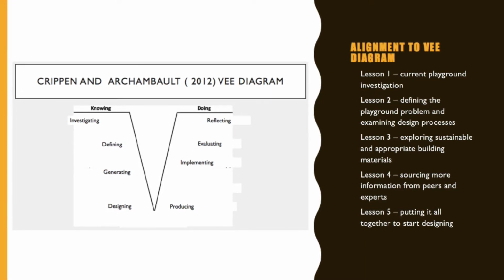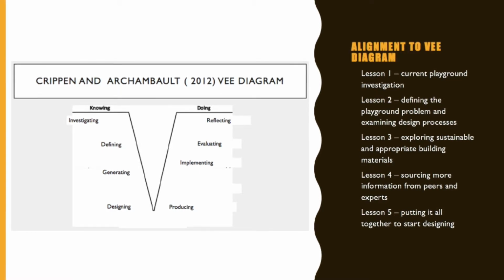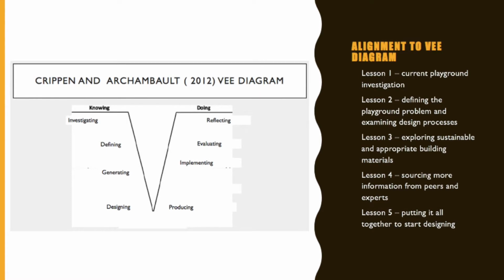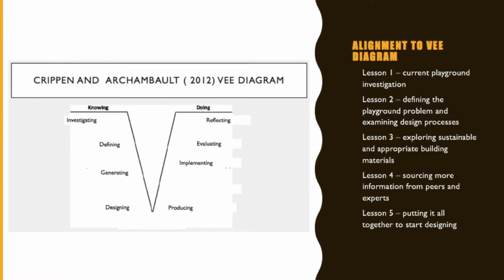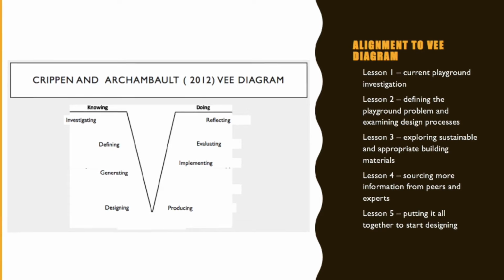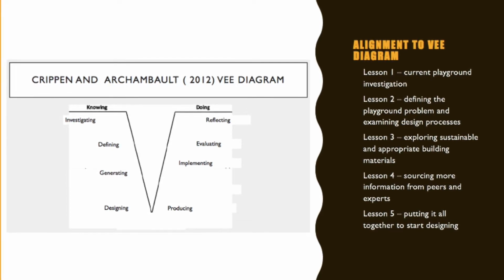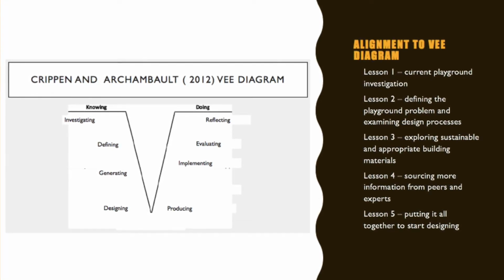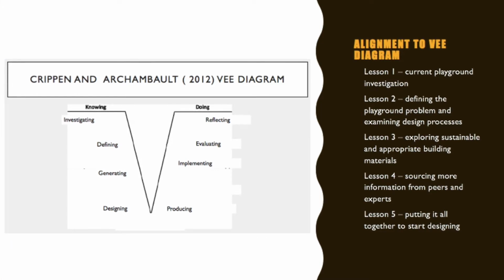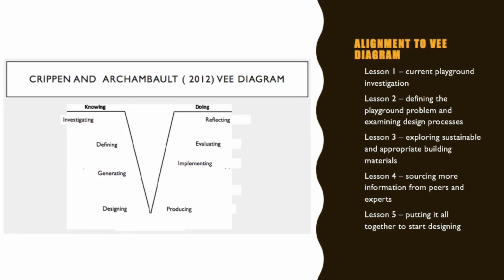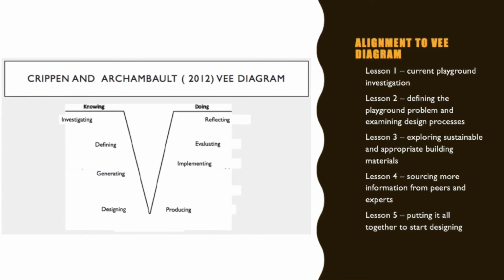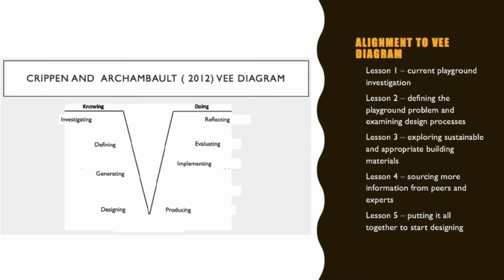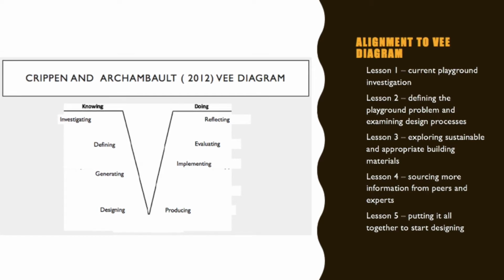Generating is the next process. So this is held over 2 lessons. So lesson 3, we explore sustainable materials and how this can be used in our playgrounds and why it's important, what's appropriate, what's unrealistic, things like that. And then we also look at it in lesson 4 when we source more information from both our peers in survey format. So that's when the kids are asking peers what desired playground features they'd like.